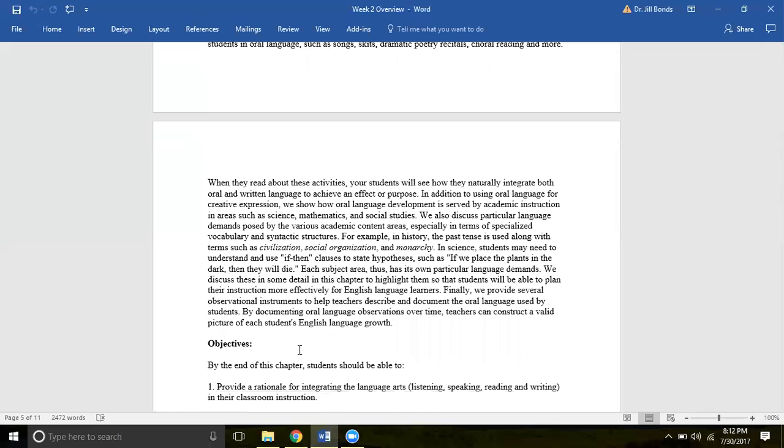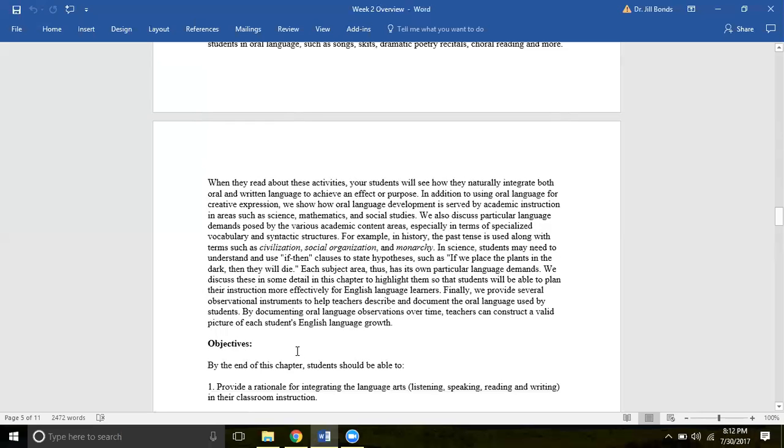In addition to using oral language for creative expression, we show how oral language development is served by academic instruction in areas such as science, mathematics, and social studies. We also discuss particular language demands posed by the various academic content areas, especially in terms of specialized vocabulary and syntactic structures. For example, in history, the past tense is used along with terms such as civilization, social organizations, and monarchy. And in science, students may need to understand and use if-then clauses to state hypotheses, and so it goes on.